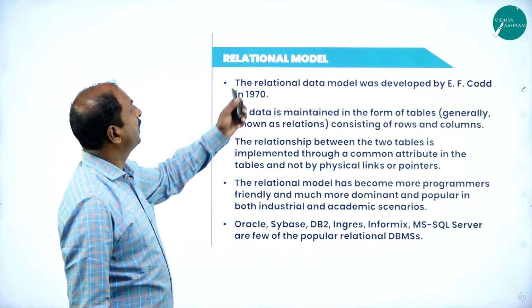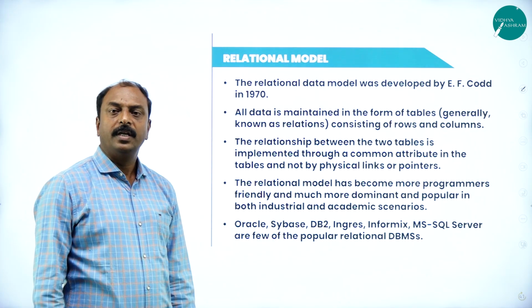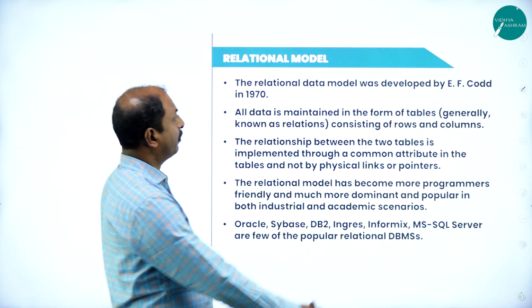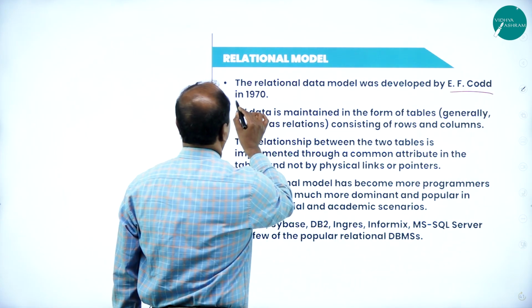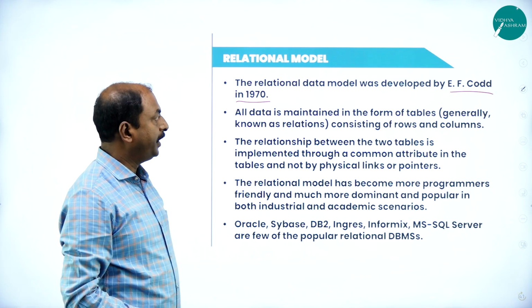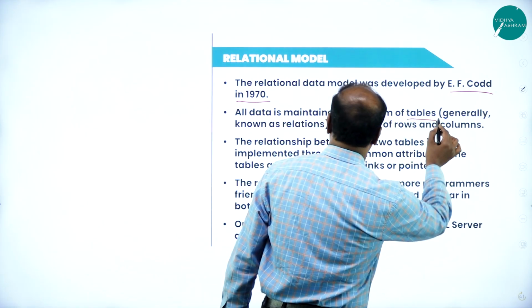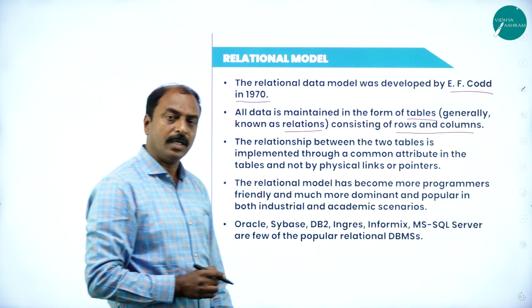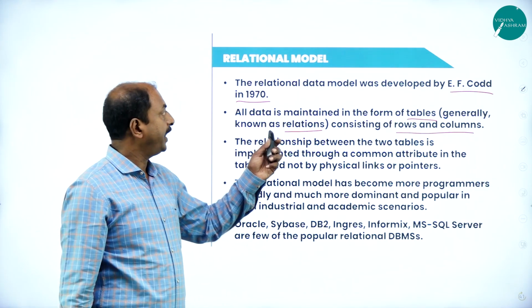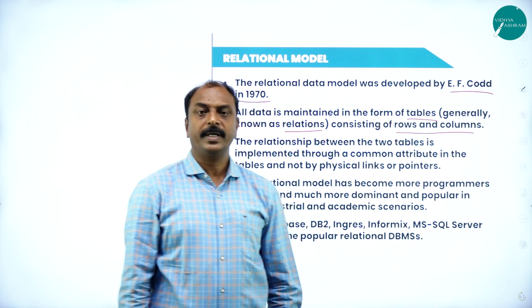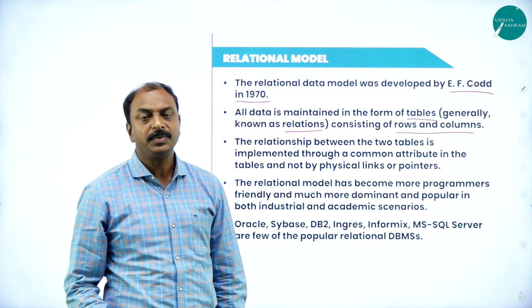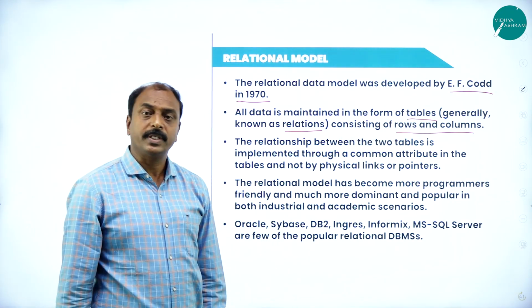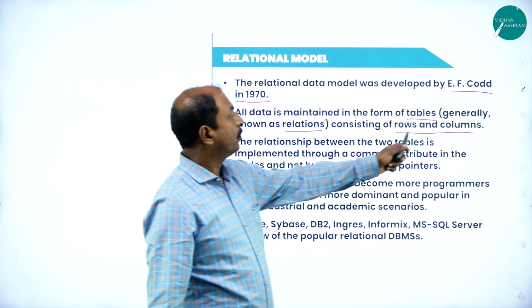Next one says relational model. Another type of database model is relational model. This model was developed by E.F. Codd in 1970, and all the data is maintained in the form of tables. It is known as relations, and it consists of number of rows and number of columns. And in this example, as you know, what is a relation table? Table is nothing but it is made up of number of rows and columns, and all the data are stored in a database or in a table in rows and columns. So it consists of rows and columns.